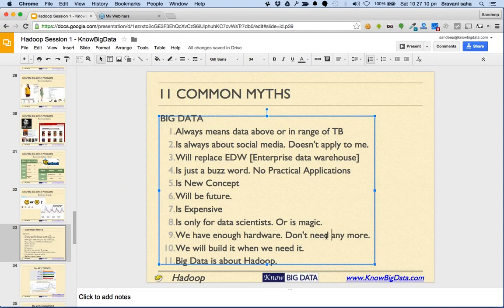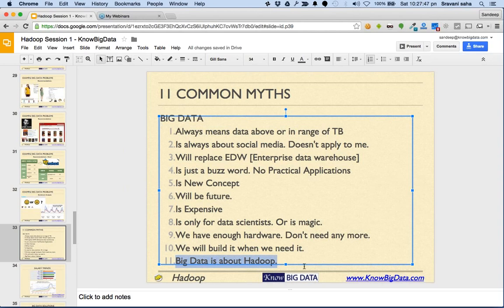Next is that we will build it when we need it. This is another myth. If you do not build a solution which has huge storage and can handle the data, you may never store more information, which can be more important to your customers. Therefore, it makes sense to have the ability and then build the solutions.